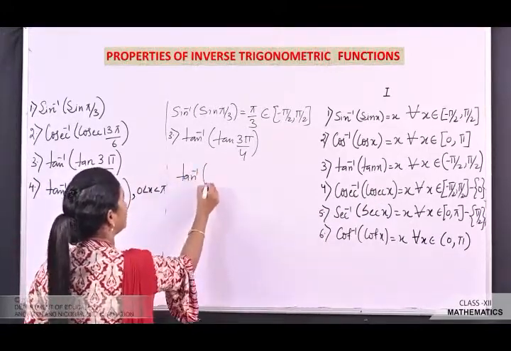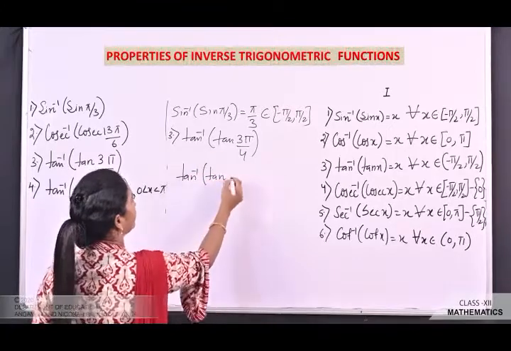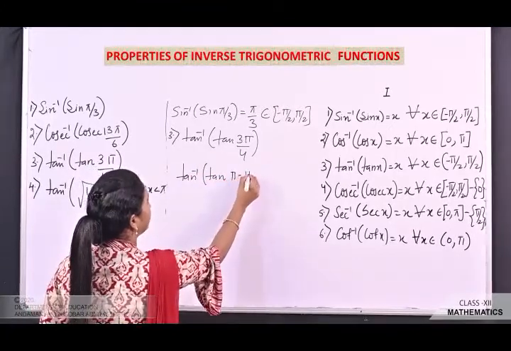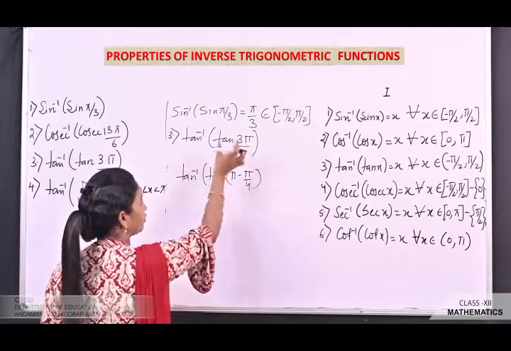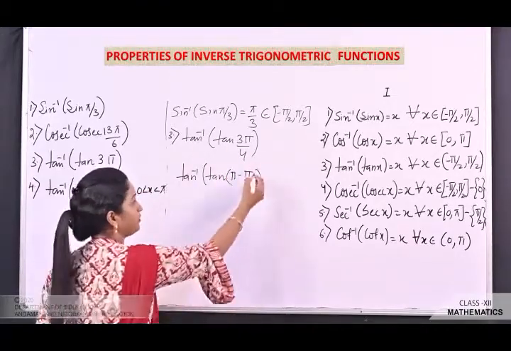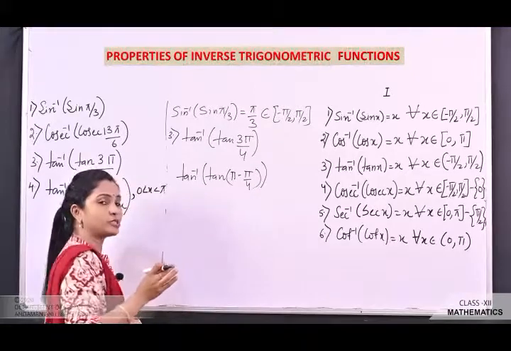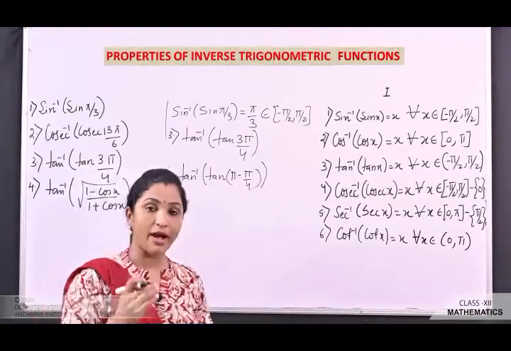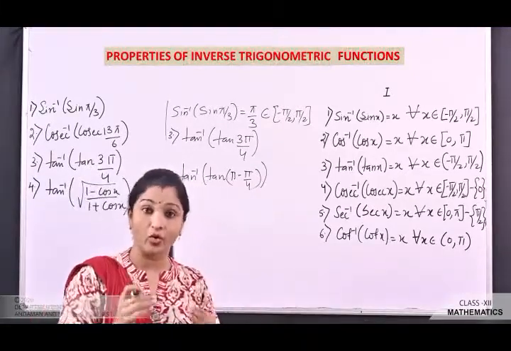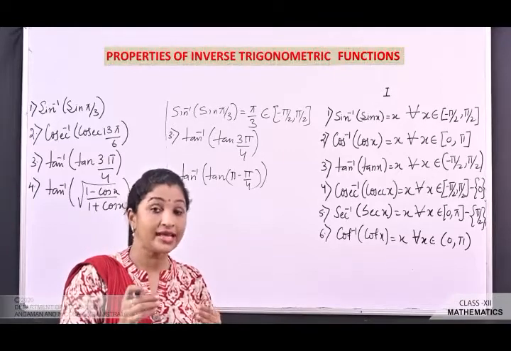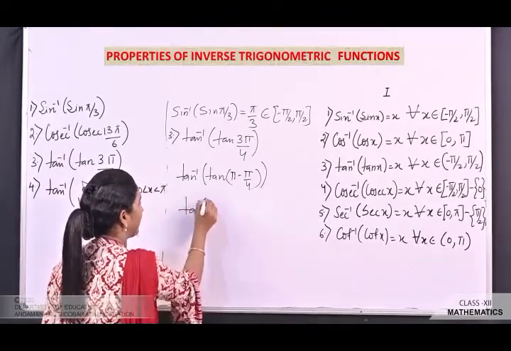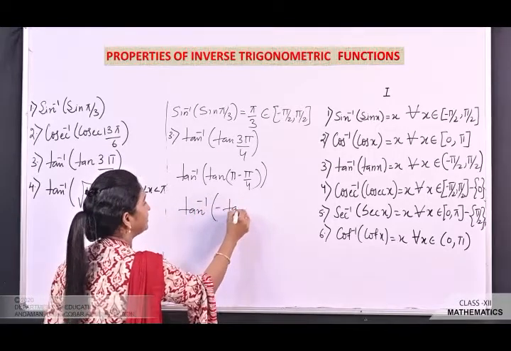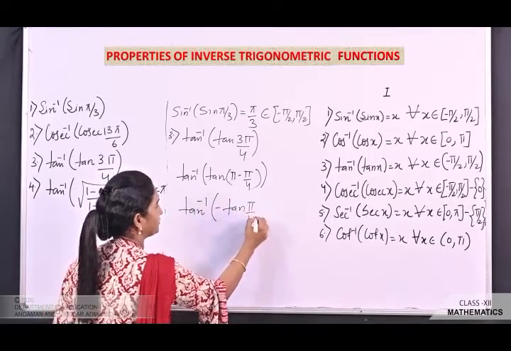So tan inverse tan, what you are going to do? Pi minus pi by 4. When you simplify, you are going to get 3 pi by 4. Now tan of pi minus pi by 4 means which quadrant? Pi minus pi by 4 means second quadrant. In the second quadrant tan is negative. That means you can write it as tan inverse of minus tan pi by 4.